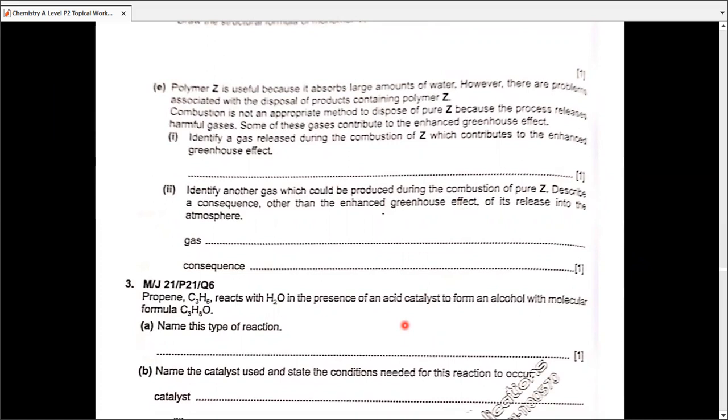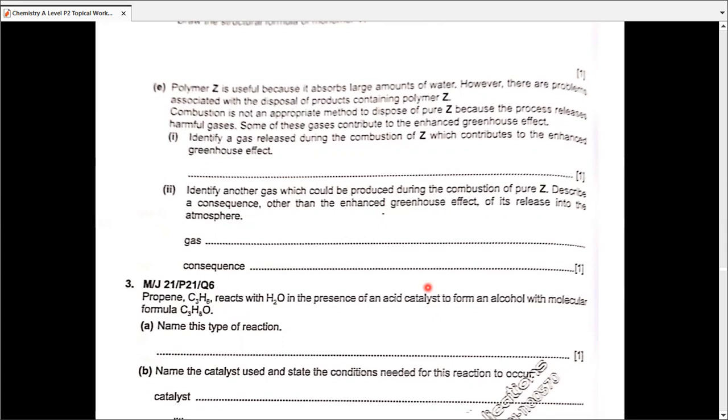Carbon dioxide for the first part. Carbon dioxide, right? And for the second: describe the consequence other than the enhancement of the company's solution. HCl gas and acid rain. I think I studied this somewhere. But HCl is produced when you burn something that consists of halogens. If polymer Z contains halogens, your answer is correct. If it does not, your answer is not correct then.